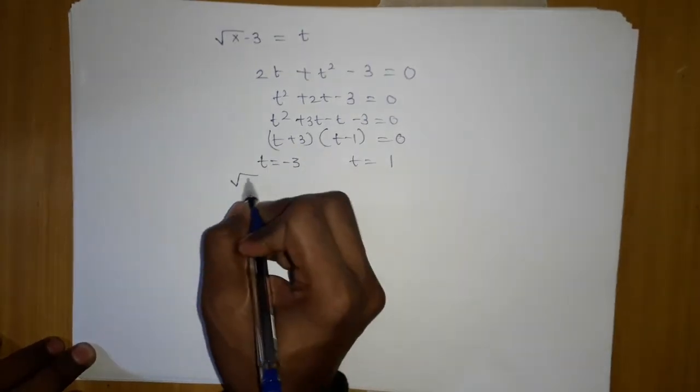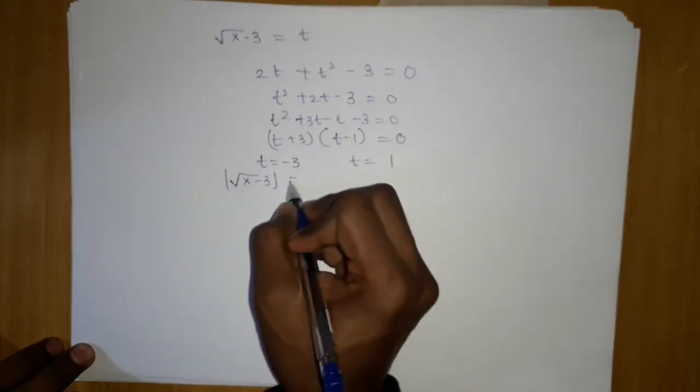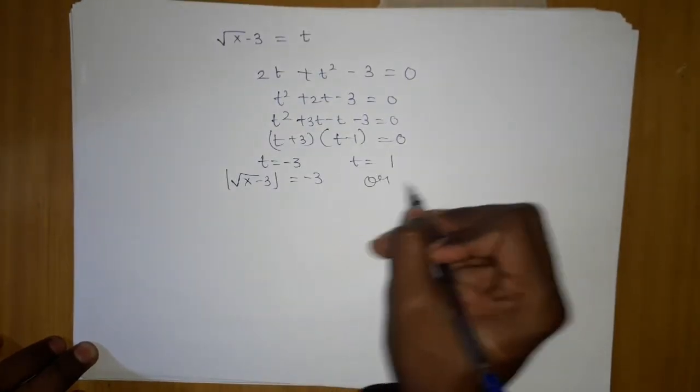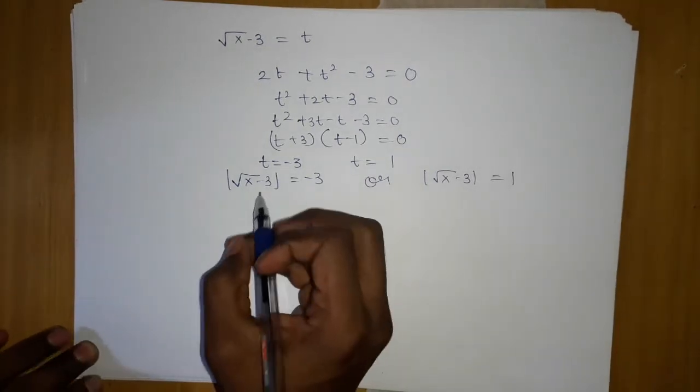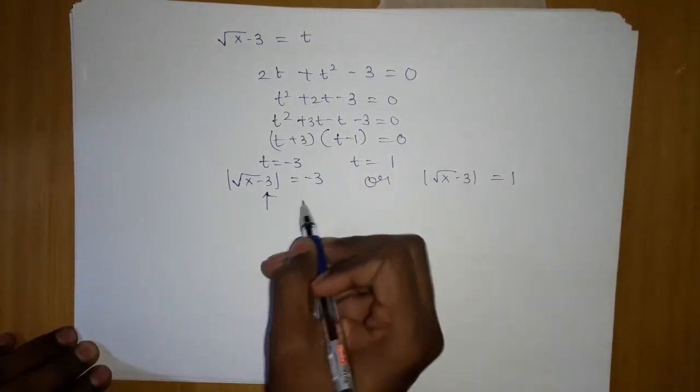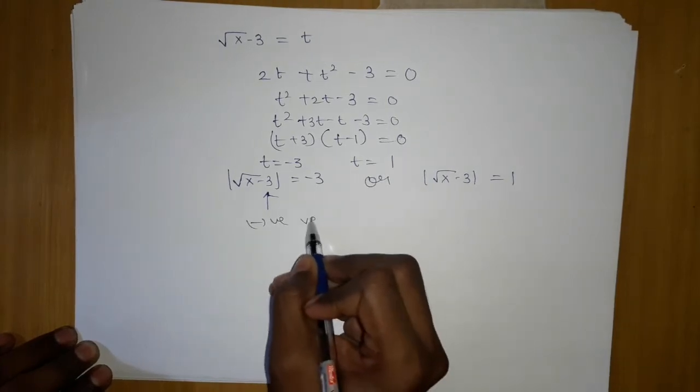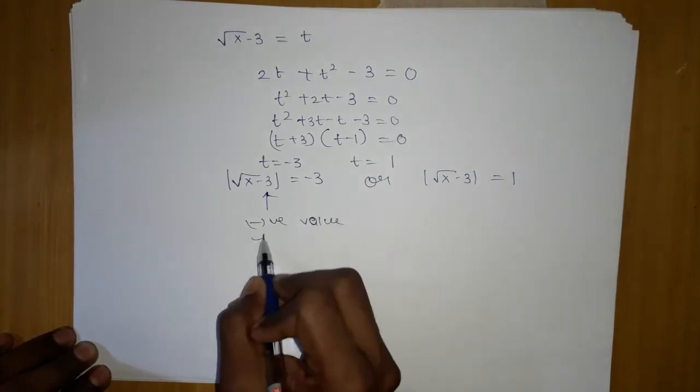Now let's substitute the value: mod of root x minus 3 is minus 3, or mod of root x minus 3 is equal to 1. But a mod is greater than or equal to 0, so minus 3, a negative value, is not possible.